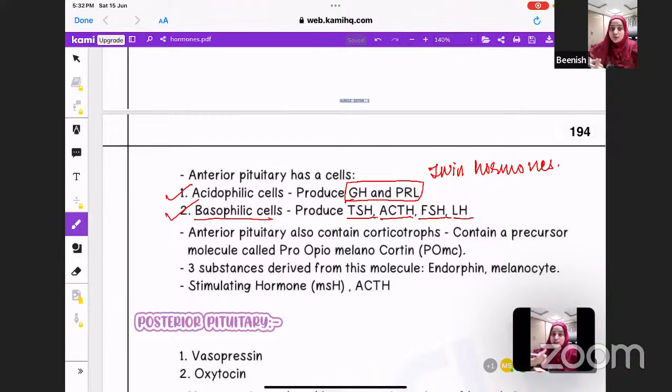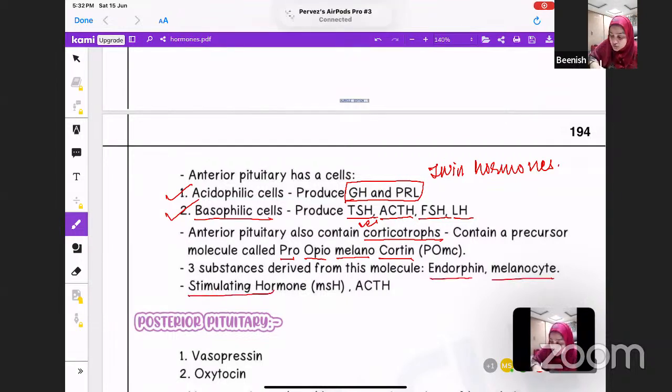Now, apart from these two cells, it also has a special cell known as corticotropes. Okay, so anterior pituitary, apart from having the acidophilic and basophilic cells, also has a special cell known as corticotropes. Now, these corticotropes produce a precursor molecule known as pro-opiomelanocortin, that is POMC. Now, from this POMC, three substances are derived: endorphin, melanocyte stimulating hormone, and ACTH. So, your endorphin is considered an endogenous painkiller.